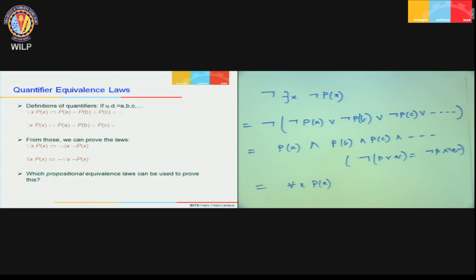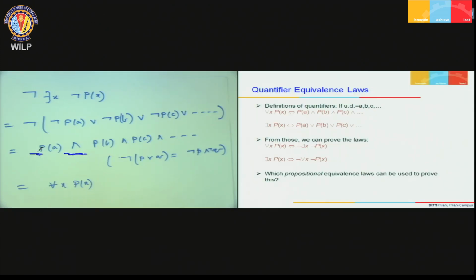What I would like to prove over here is that for all x Px is equivalent to not of there exists x not of Px. We have to prove the equivalence of these two statements. What I will probably do is take this particular statement and derive the other statement. Let us see how we do it.